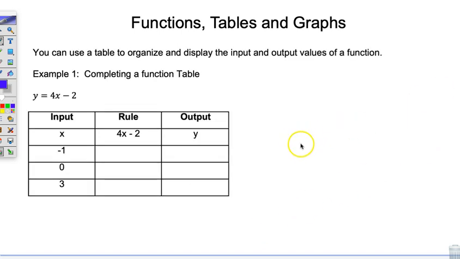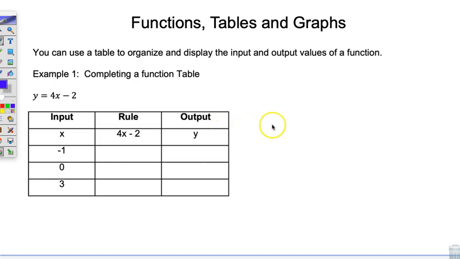Let's take a look at some examples. So you can use a table to organize and display your input and output values of a function. So we're going to complete this table. It's not as hard as it actually looks. Our x values are already given. You can see that these input values, or x values, are -1, 0, and 3. Our rule is right here in the middle. So that comes from right here. The y value is what we get as the output once we input the x values into the equation.